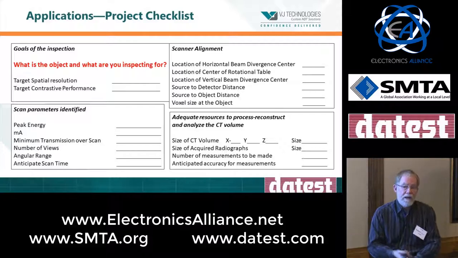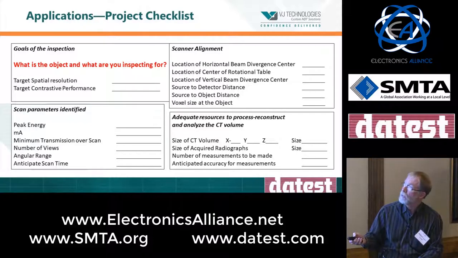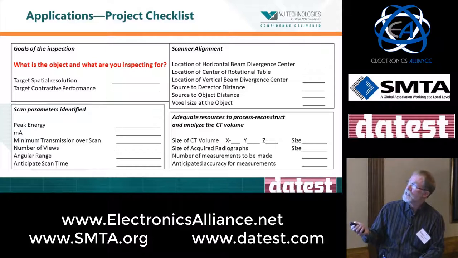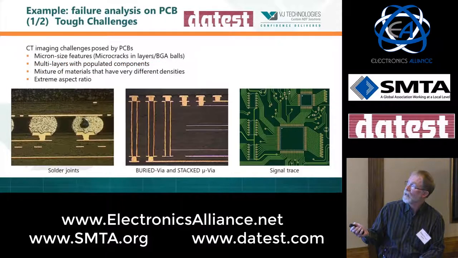When we do a job, when anybody does a job, these are the things that we write down that we're looking for. What is the object, and what exactly is it you want us to inspect for? And these are all the parameters the customer gives us, or we hope the customer will give us, or at least give us half of them, so we have a starting point, and then we can do some test scans. Why is that important? Because you want to find stuff.